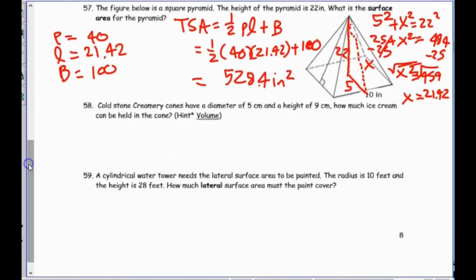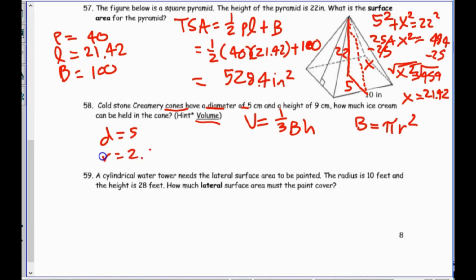Okay, down here, we're doing volume inside of a cone. So the volume of a cone is 1/3 BH. Just remember, B is a circle, pi r squared. Do we know the radius? The diameter is 5. So D equals 5, then the radius is half, 2.5. So pi times 2.5 squared. 2.5 squared gives me 19.64.